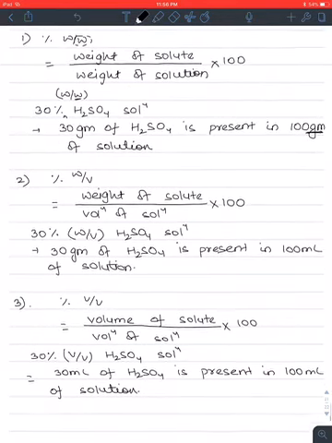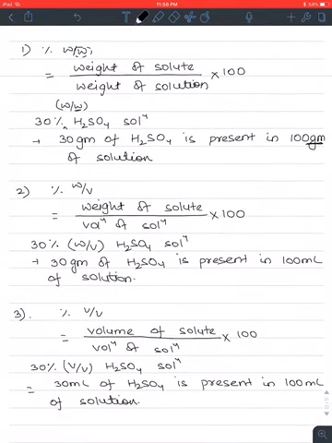So these all are percentage concentration terms. Now first one, percentage weight by weight. It will be temperature dependent or independent. So both numerator and denominator, they are weight, and weight is temperature independent. So this concentration term is temperature independent. Percentage weight by weight is temperature independent.